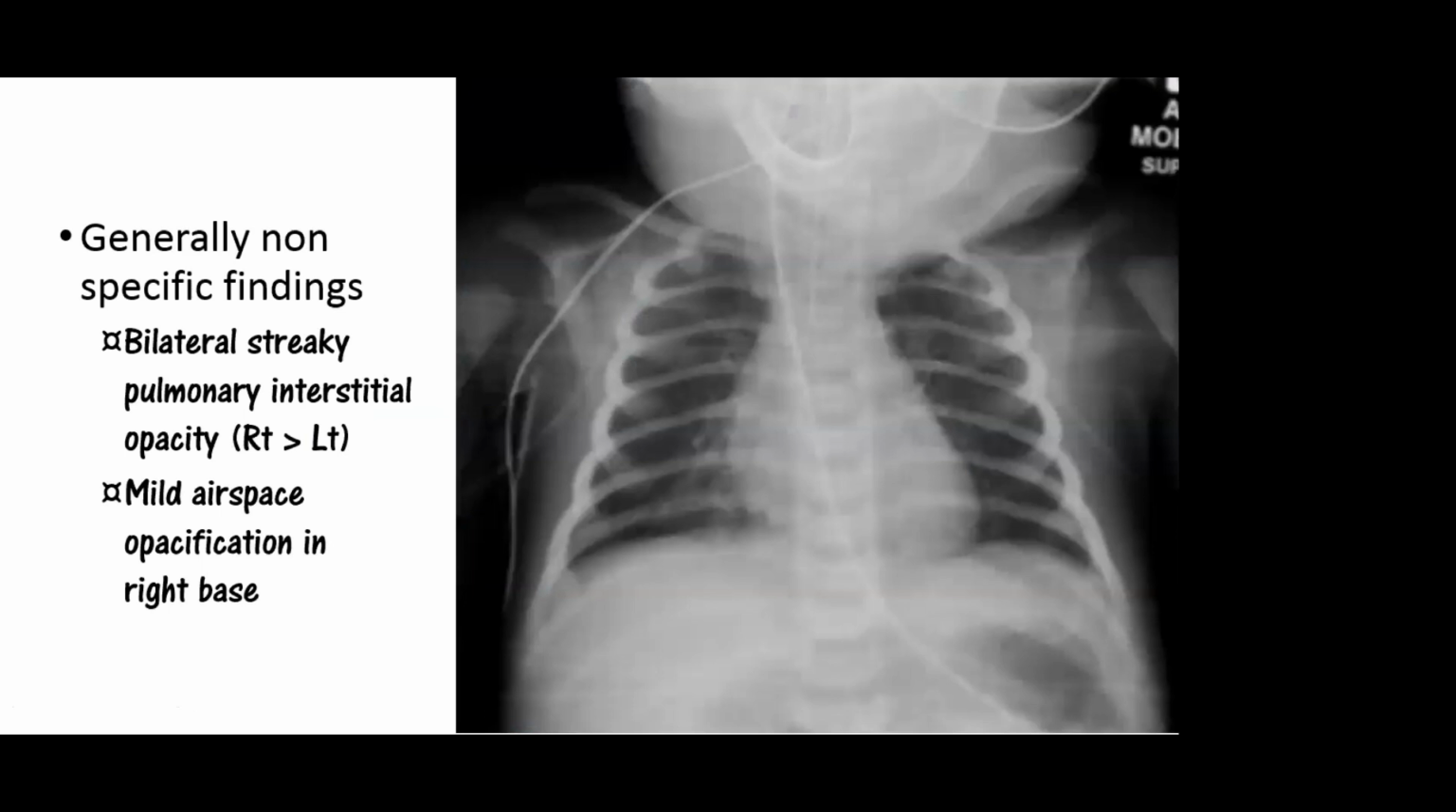A few again non-specific findings. Bilateral streaky pulmonary interstitial opacities, sometimes more on the left side. These are in the pericardiac region, which is again more or less a normal finding. Mild airspace opacification in right base. Again, this is a perfectly normal finding. This is not a right lower lobe or lower zone pneumonia. Okay, don't start misinterpreting it. Interpret this X-ray in light of clinical findings.